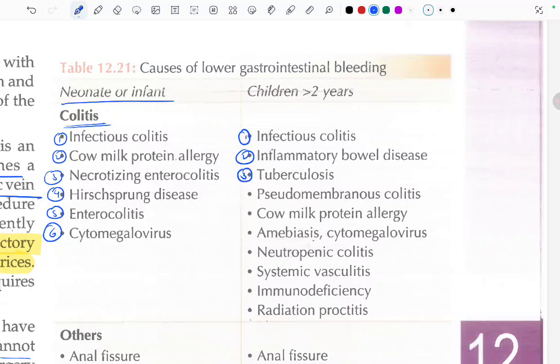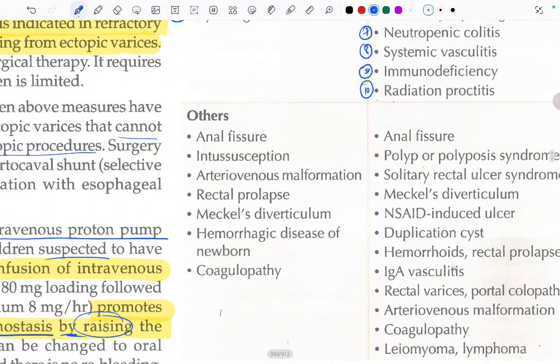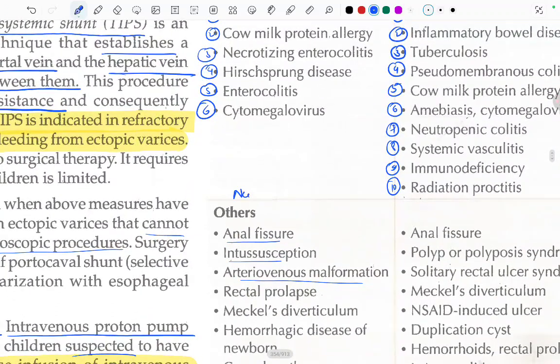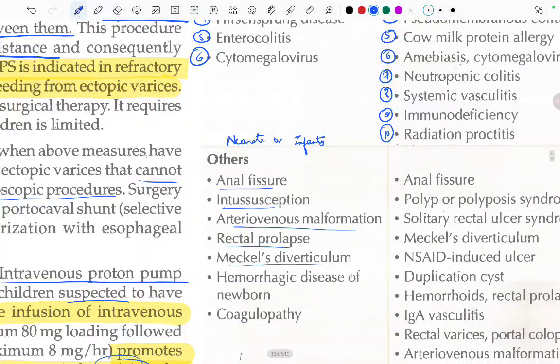or tuberculosis, pseudomembranous colitis or cow milk protein allergy, amoebiasis, cytomegalovirus, neutrophilic colitis, systemic vasculitis, immunodeficiency, and radiation proctitis. Other causes can be anal fissures, intussusception, arteriovenous malformation. This one is in neonates or infants, right? Rectal prolapse, Meckel's diverticulum, hemorrhagic disease of the newborn, and then comes the coagulopathy.